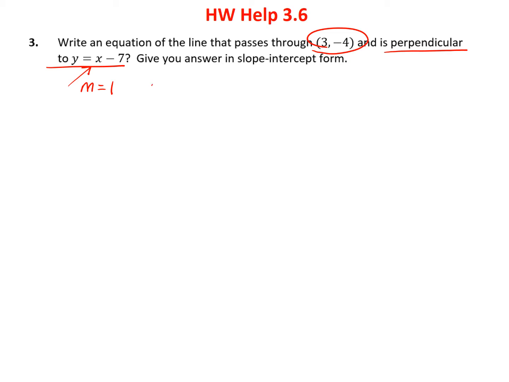Well, remember the perpendicular slope, and I'm going to put a little note down here, this is my perpendicular, is the opposite reciprocal. So what's the opposite of 1? Well, the opposite of 1 is minus 1. The reciprocal would still be 1 over 1, so it's just simply minus 1. Okay? So now, once again, let's go back to the point-slope form.